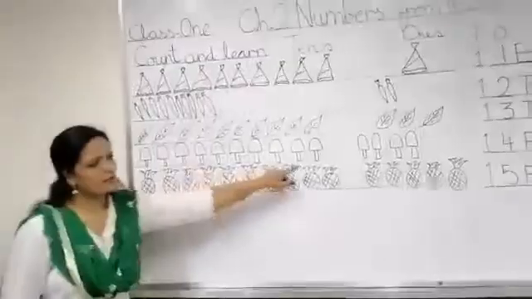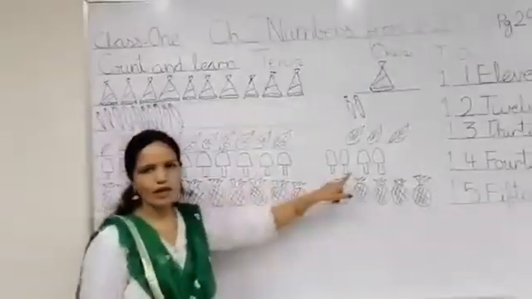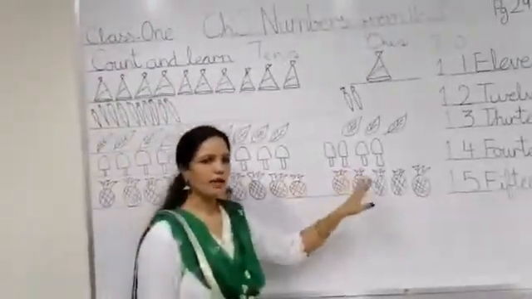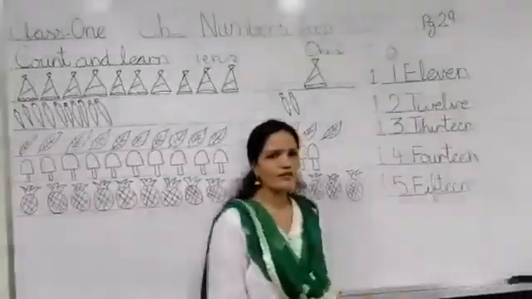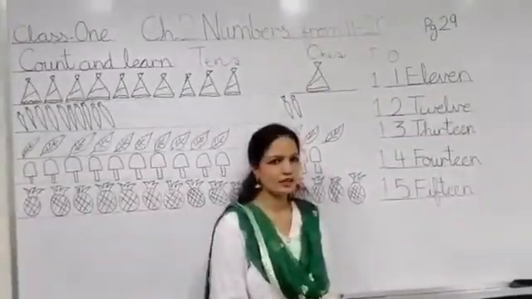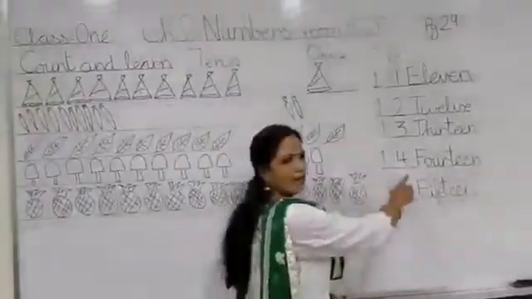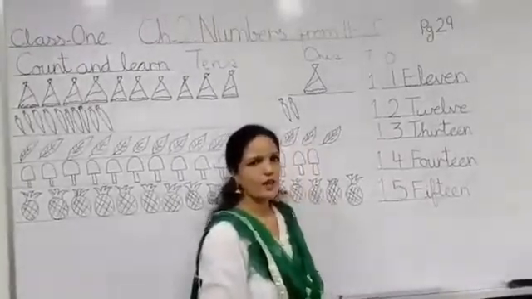These are a group of 10 ice creams, and if we add 4 more ice creams, so 10 and 4, what will it make? 14. Yes. And how many ones and tens? Can you tell me? Yes. 1 ten and 4 ones. So these are all together 14.